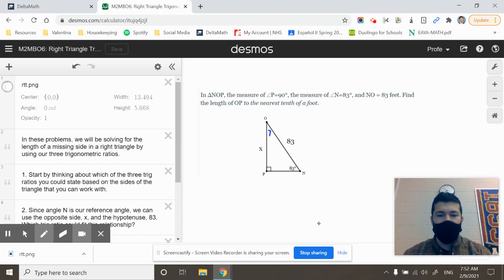Because 7 plus 83 gives me 90, and 90 plus 90 is 180. So that's 7 degrees, just in case you want to know that, and we're actually going to use it here in a second.